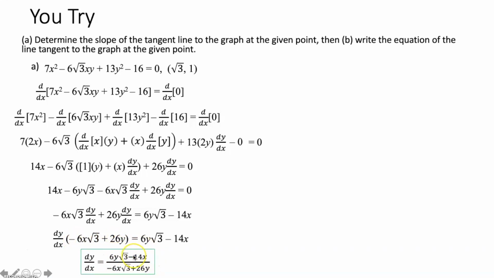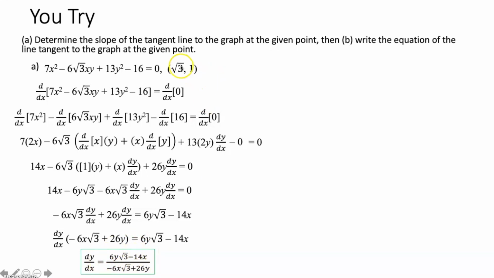Now this looks crazy, but what I'm trying to find is the slope of this graph at this point. I found the derivative of this graph at this point. This is not the slope. To get the slope at a particular point, I plug in the x and the y coordinates for the x and the y in this derivative equation.